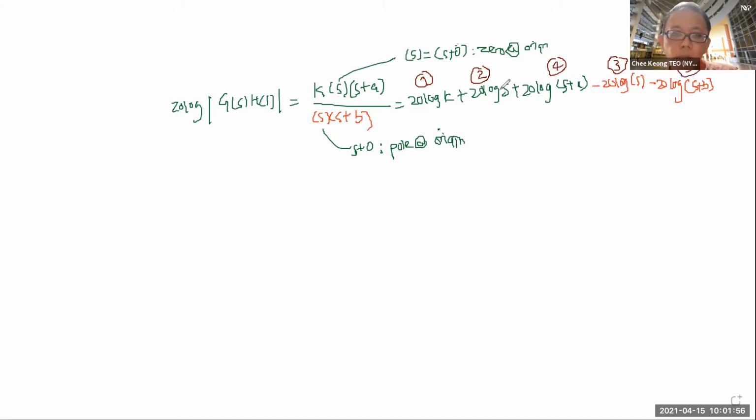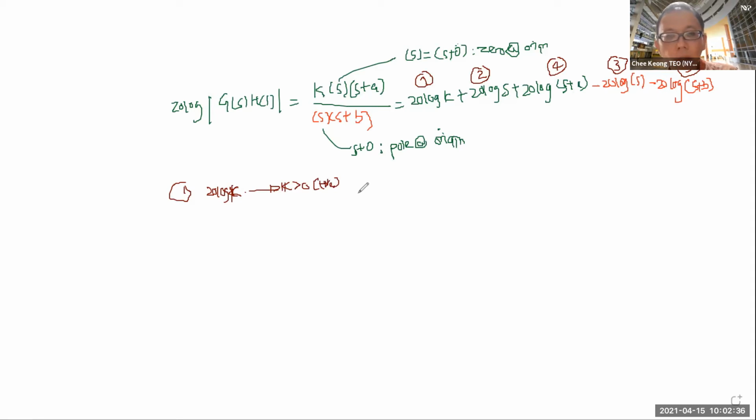Now let's look at form 1. Let me erase this because I reached the corner of the board. Now let's look at form 1. Form 1 equals what? 20 log K. Now there are two possibilities. One possibility is that K can be greater than 0, that is, positive, right? This is positive.